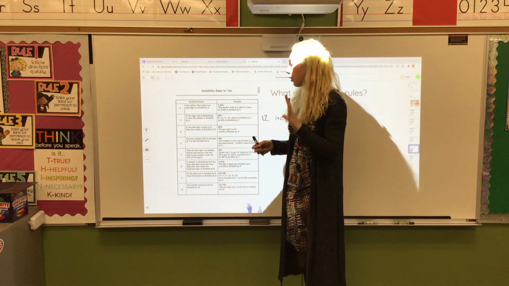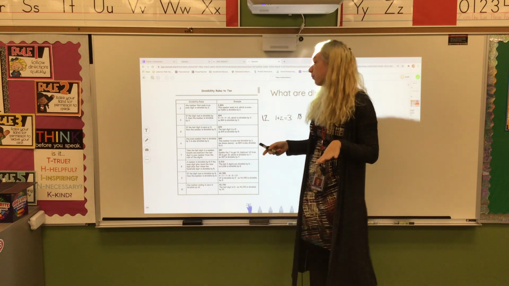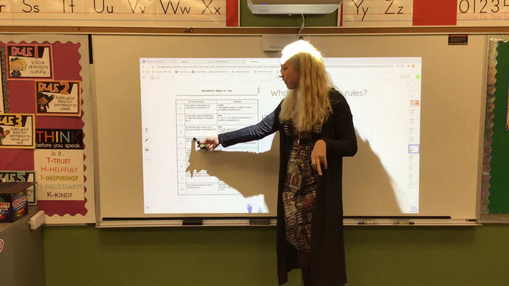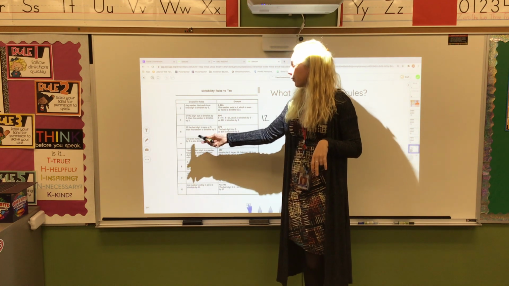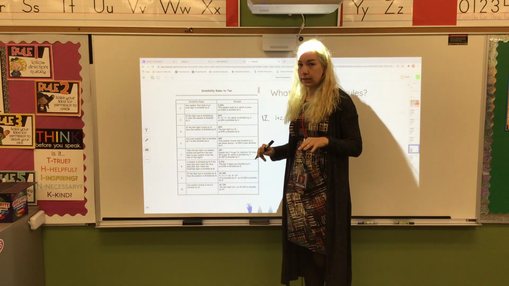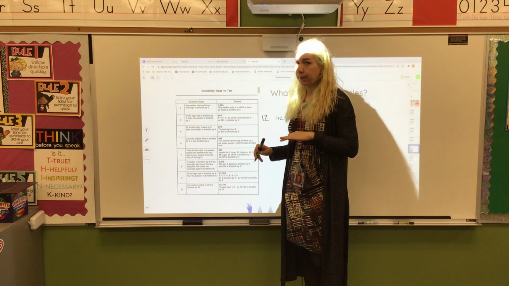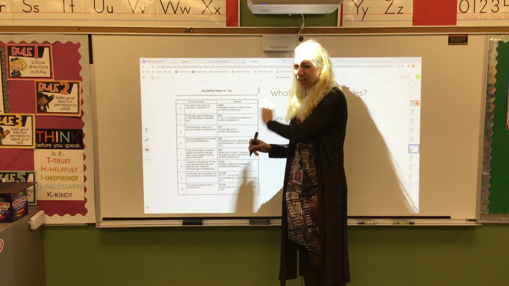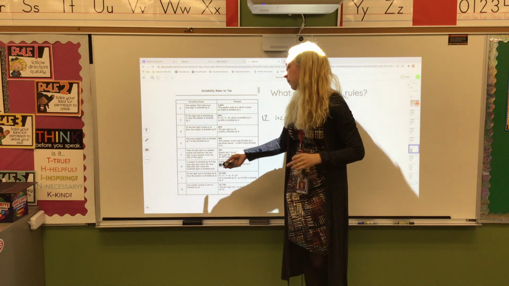There's also divisibility by 5. If it ends in a 0 or a 5, it's always divisible by 5. Any even number that is divisible by 3 is also divisible by 6. Has to be even, can't be odd. Some of the divisible by 3 numbers are odd. For 6, it has to be the even ones.